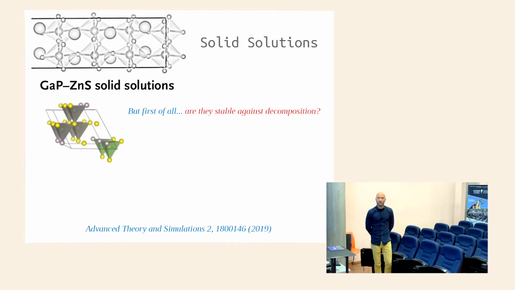But of course, one problem that I guess every experimentalist experiences in the lab is that you cannot just mix everything, right? So when we do simulations, we mix everything and we don't care about whether it's really happening in reality or not. So the first question we wanted to address is, okay, when we mix these two, is the product really stable against separating into the pure gallium phosphide and zinc sulfide materials?